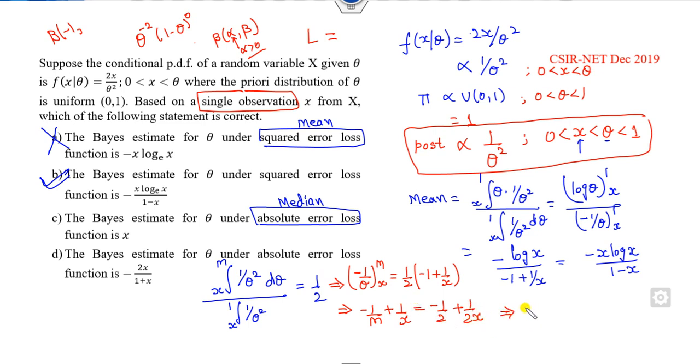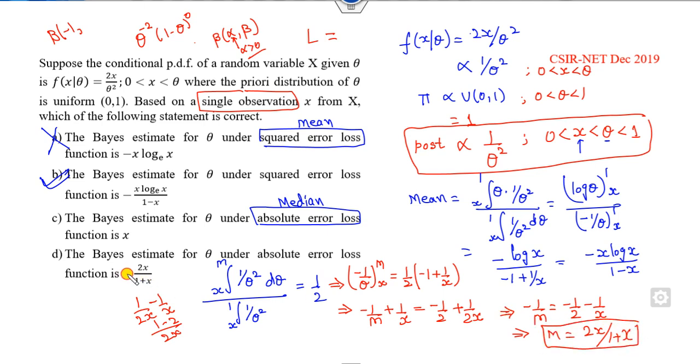So this implies minus 1 over 2, minus half, then 1 over 2x minus 1 over x. If you take 2x as the LCM, 1 minus 2 is minus 1. Now the minus will cancel out. So if you take the LCM, it will be 2x over 1 plus x. Forget about the plus minus sign because this is independent of theta. So this is the right answer, and the other is the wrong answer.